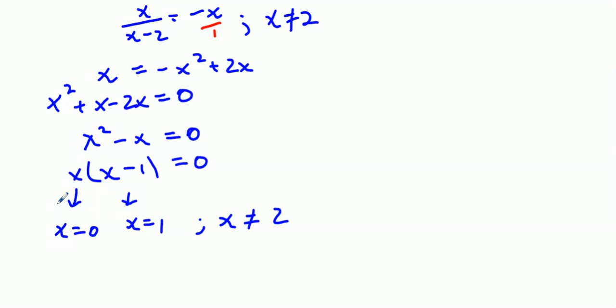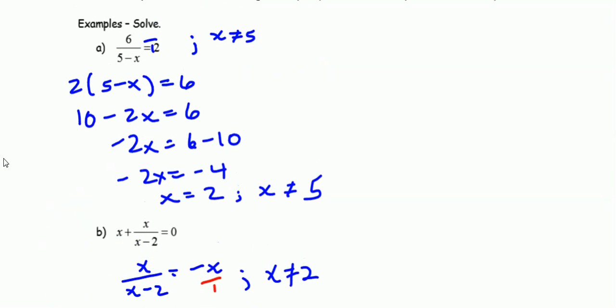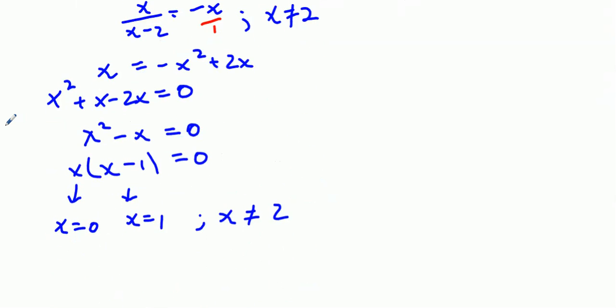Okay, so let's just review. All we're going to do is get one rational on one side, one rational on the other, state restrictions, cross multiply, double check our restrictions, and we've got our final solutions.